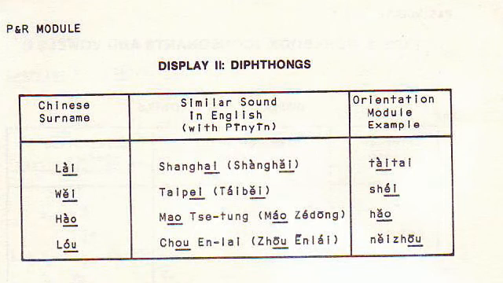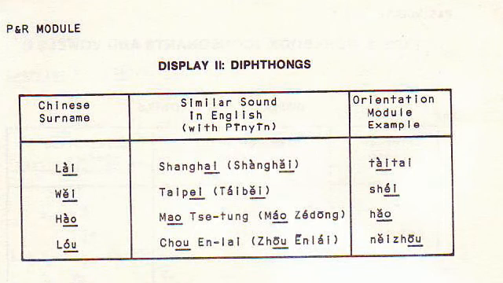Here's the third surname. The diphthong Ao is spelled AO as in Mao Zedong. In Chinese, Mao Zedong. Try repeating.